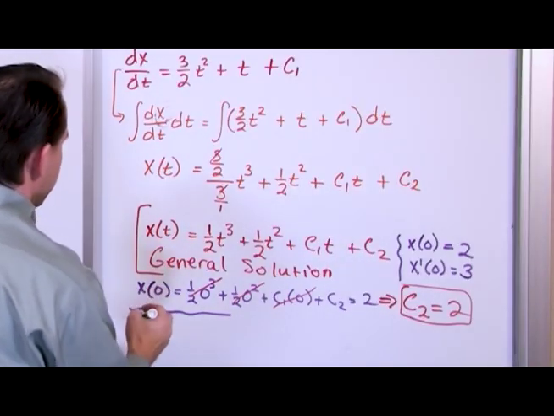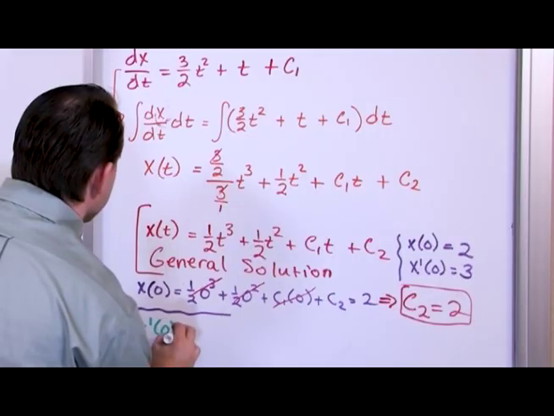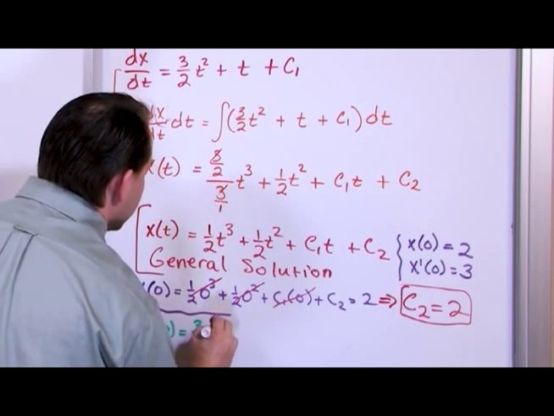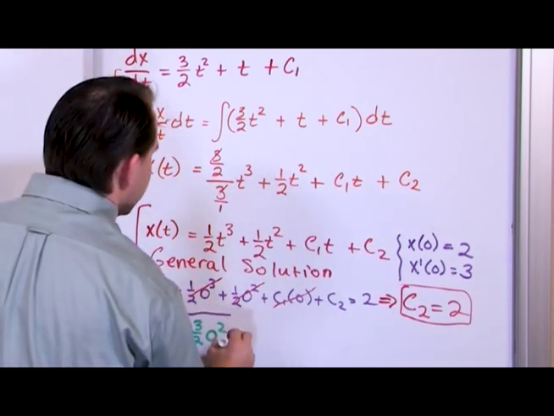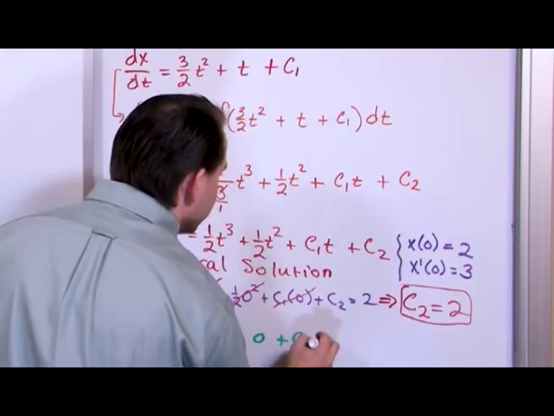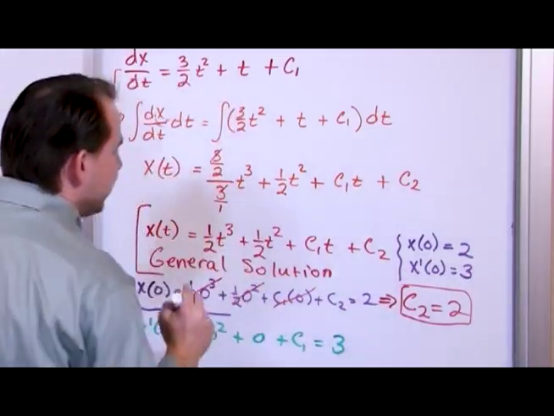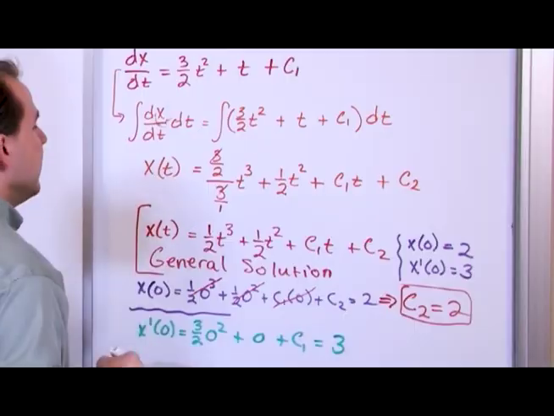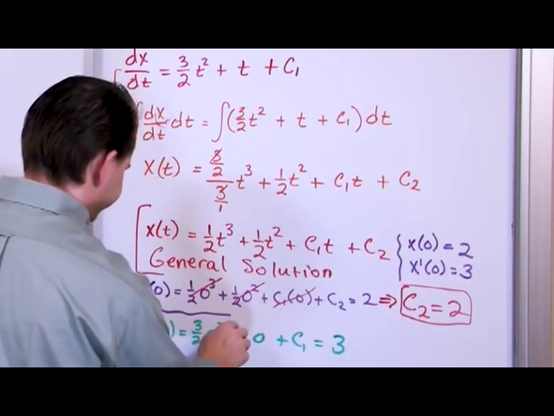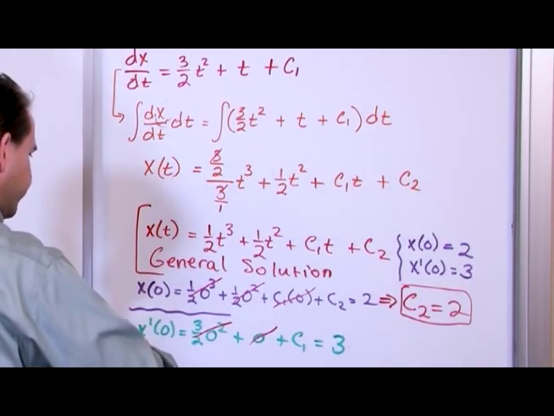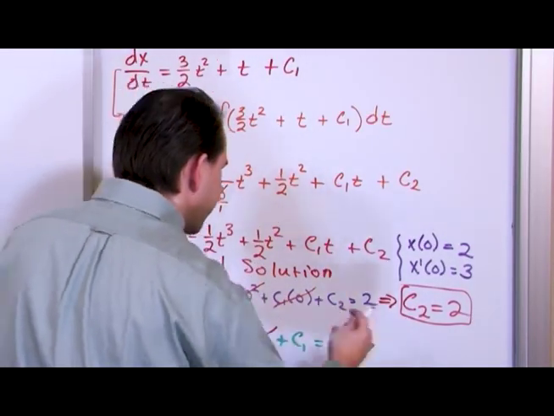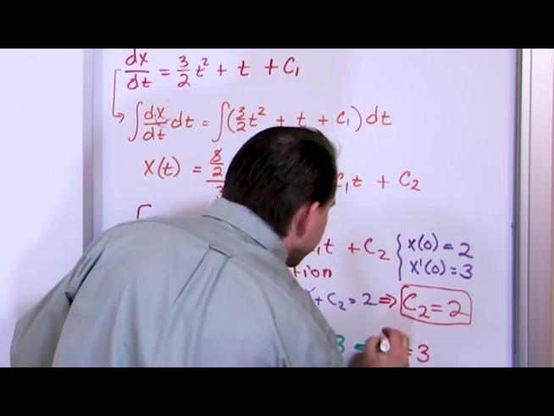And what we'll have is x prime of 0 is equal to, if you look up here, 3/2 t squared. So you have 3/2 0 squared, because this is at time 0, plus t, which is 0, plus constant 1, which is from right here, and that's going to equal whatever our initial condition said. All we did was plug in t equals 0 into the velocity equation and set it equal to what was on the right-hand side. And so we have more cancellations there. And so what we're going to find is that C1 is equal to 3.